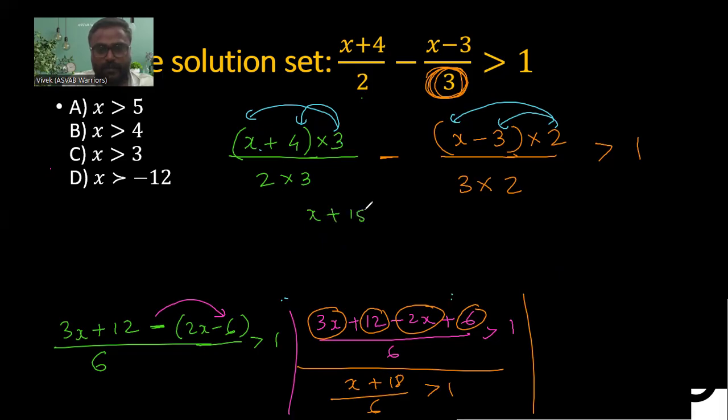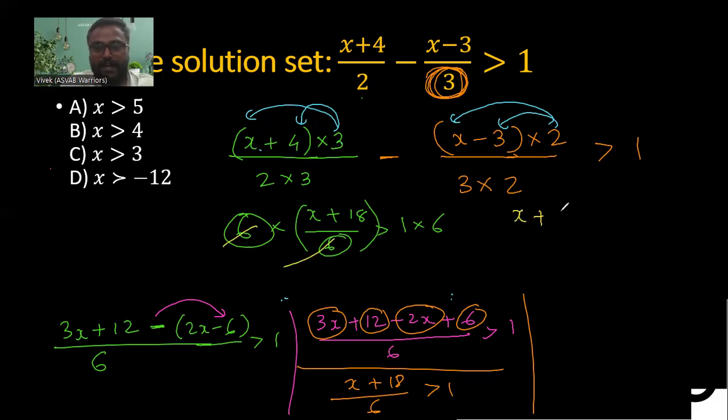x plus 18 divided by 6 greater than 1. I'm going to multiply both the sides with 6 because I want to get rid of this 6. Let's multiply it. So this 6 will get cancelled out. We have x plus 18 greater than 6.